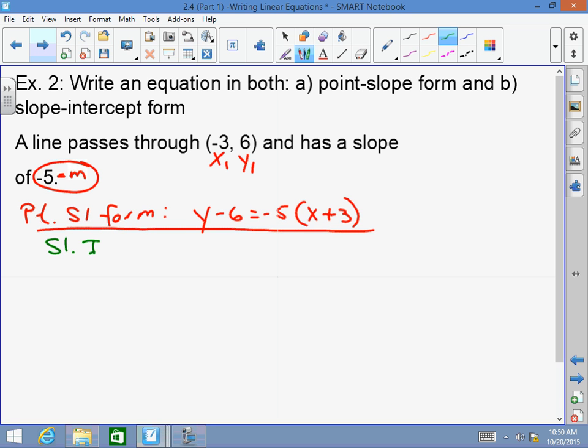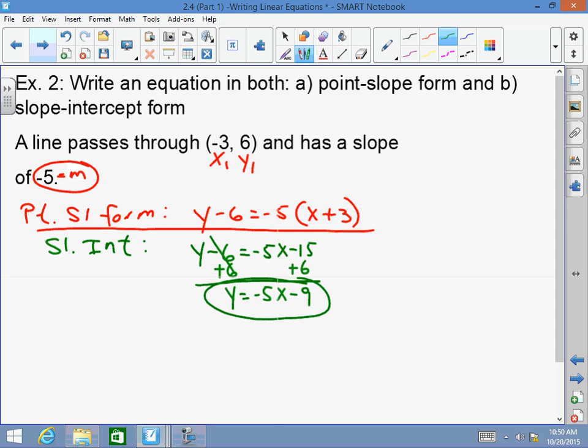Slope-intercept form. Solve for y. Y minus 6 equals -5x minus 15. Add the 6 to both sides. Y equals -5x minus 9. You're done. So when they give it to you in this format, where they give you a point and a slope, you literally just plug it into the formula. But you gotta know your formula. The point slope formula, once again, is y minus y1 equals m times x minus x1. And I just plugged it in.